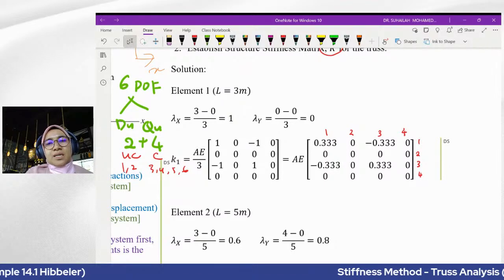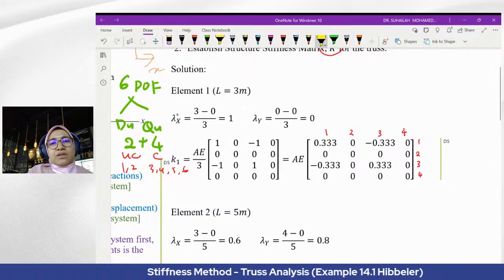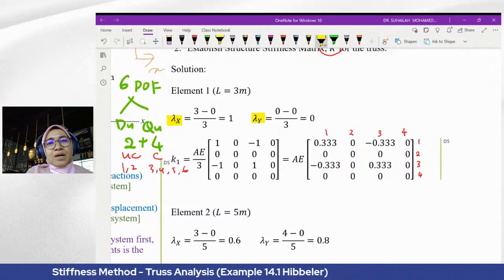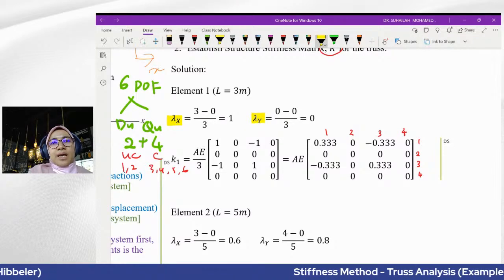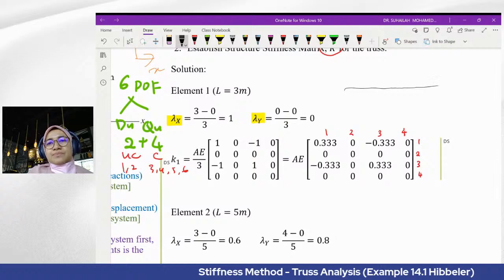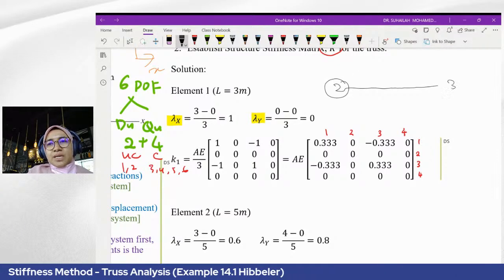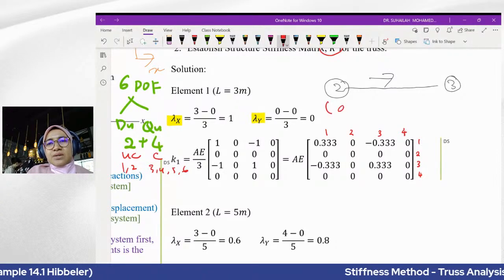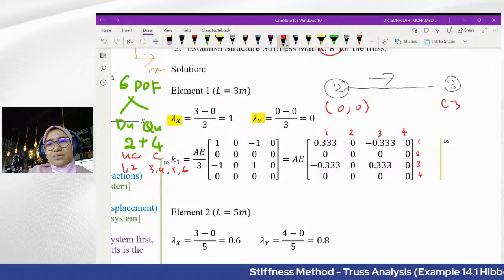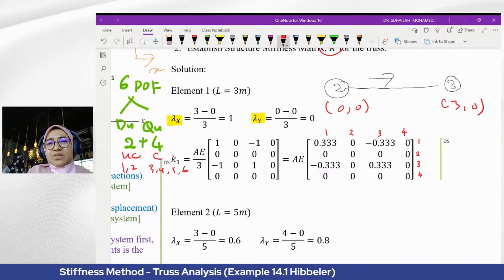It is a simple formula where we have to identify lambda x and lambda y for both elements, element 1 and element 2. Let's say when we want to analyze element number 1. Element number 1 is this, between node number 2 and node number 3. This is the arrow. This is (0, 0). This is (3, 0). So the length is 3 meters.